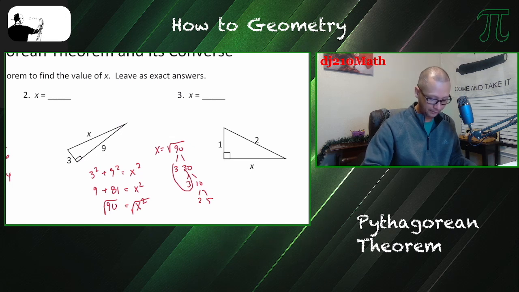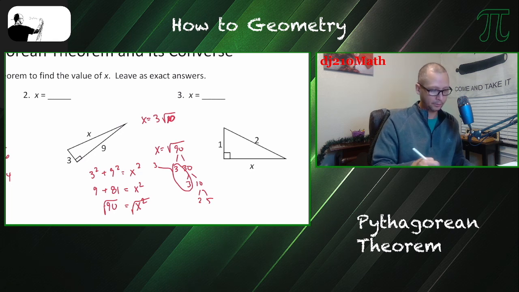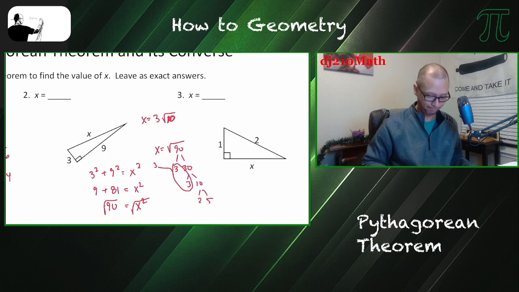So 90 is equal to 3 times 3 times 2 times 5. We can pull out a pair, right? A pair can be taken out of the square root as a single factor. So x is equal to 3, because I can pull out a single 3, and then 2 times 5 is left in the radical, which is 10. So x is equal to 3 root 10.